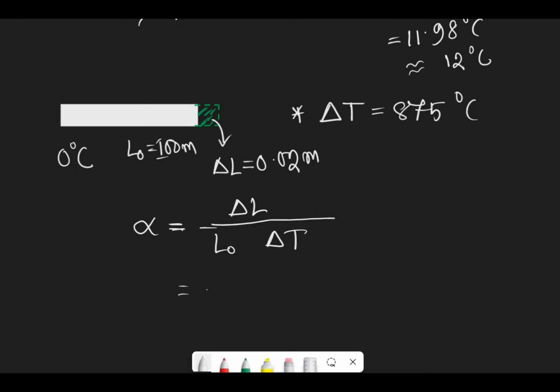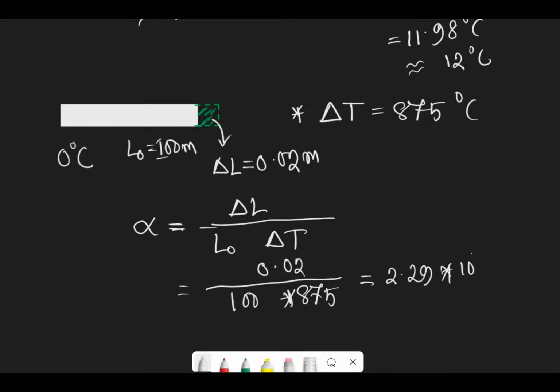And here the temperature is much higher than the previous rod. For aluminum it is 875 and L is 100, and del of L is the same as the previous case, 0.02. So we have 2.29 times 10 to the power minus 7 per Kelvin.